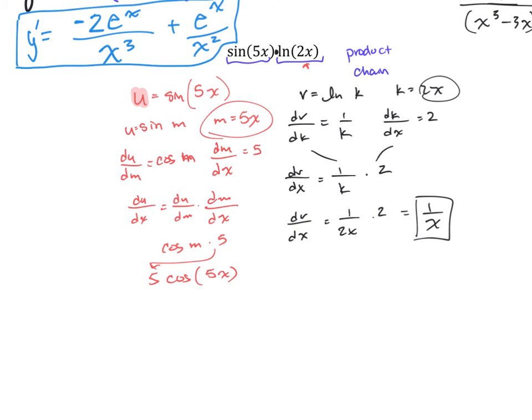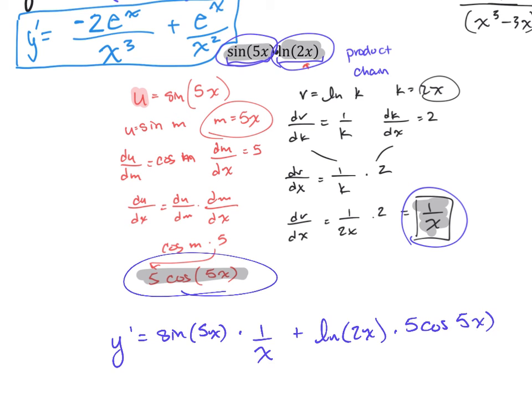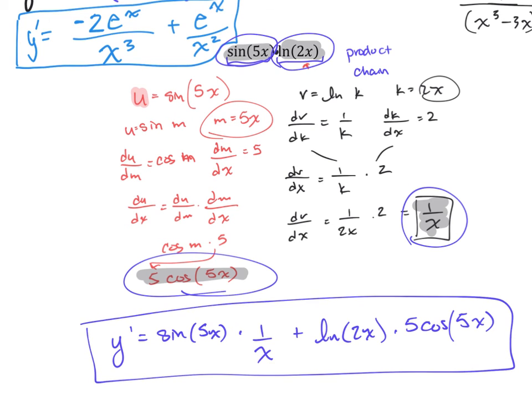Okay, so then product rule. And for product rule, we're going to need u and v, and then the derivative of u and the derivative of v. Cool. So y prime is going to be u, in this one, sine of 5x times v prime plus v, the natural log of 2x, times u prime, 5 cosine of 5x. Let me know what questions you may have.